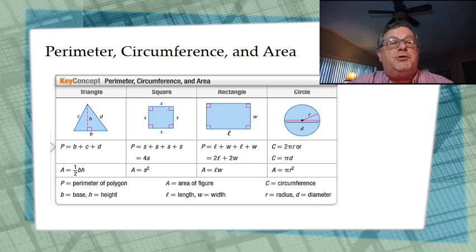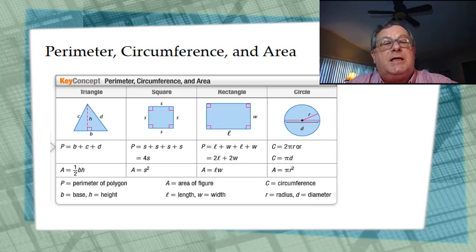Well, we've been talking about two-dimensional figures, and now we're going to expand our reach. We're not just talking about whether they're concave or convex and that kind of information, but now we're looking at perimeter and circumference of triangles, squares, rectangles, and circles.